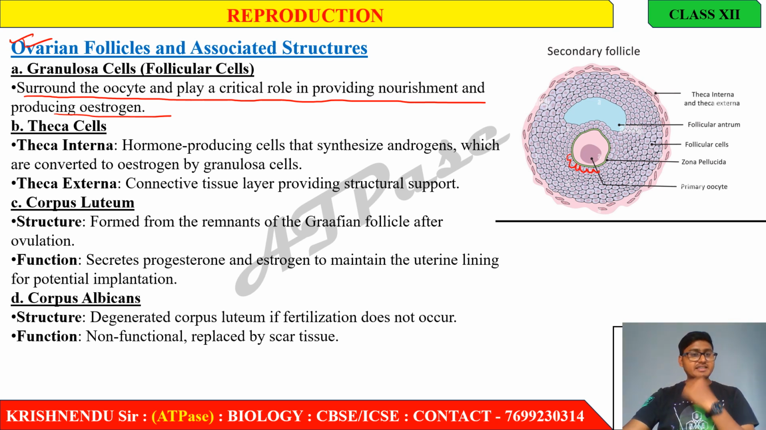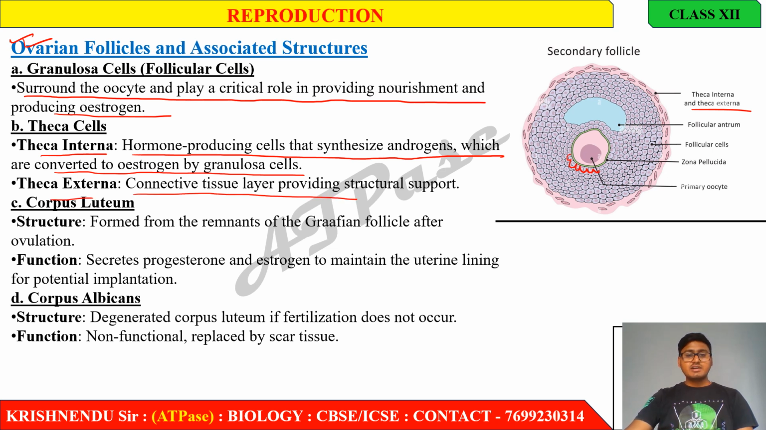Granulosa cells are surrounded by theca cells. The theca interna is made of hormone-producing cells that synthesize androgen, which is converted to estrogen by the granulosa cells. And the theca externa is a connective tissue layer that provides structural support. Theca interna and theca externa.